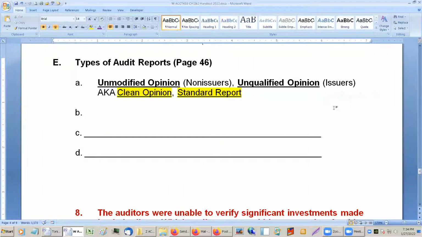Well, the next one is modified, qualified report. This is for non-issuers. And just a qualified opinion for issuers.